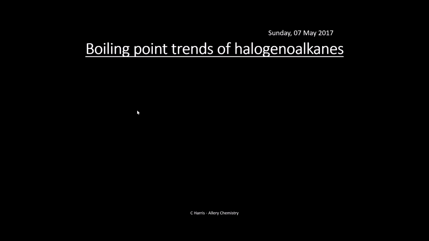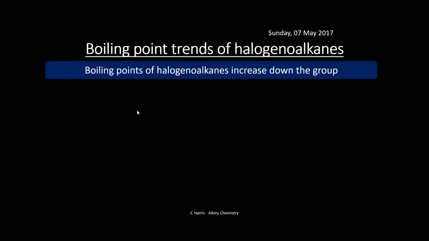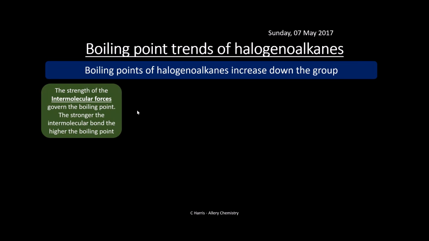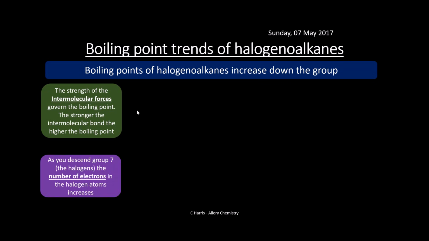Now we need to know a bit of properties about them. So we're going to look at boiling point trends of halogenoalkanes. Now boiling points of halogenoalkanes increase as we go down the group. And this is why. So the strength of the intermolecular forces govern the boiling points, how strong these things are. So basically the stronger the intermolecular force or bond, the higher the boiling point.